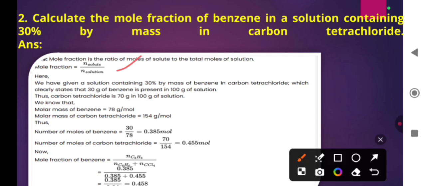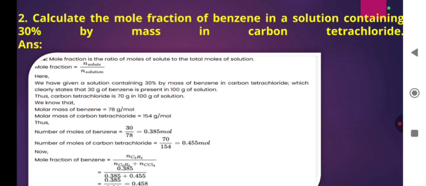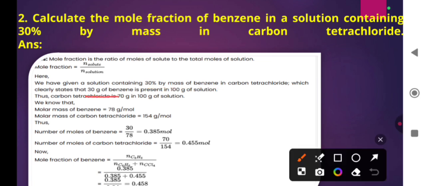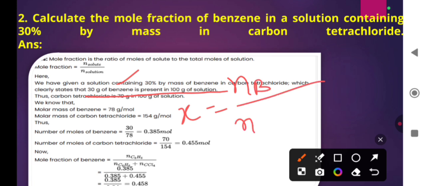Next, you can see here it is given 30%. What is the meaning of 30%? 30% by mass of benzene. Which solute is present here? It is benzene, 30% by mass. So it means it is present in gram. 30% by mass means 30 gram of benzene present in 100 gram of solution. So here the mass of both components is given to you. Of benzene you want to solve, then you have to keep benzene upside. So mole fraction is moles of benzene divided by moles of benzene plus moles of carbon tetrachloride. This is the actual formula.